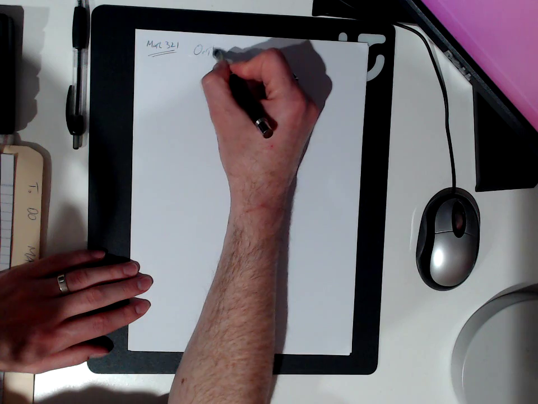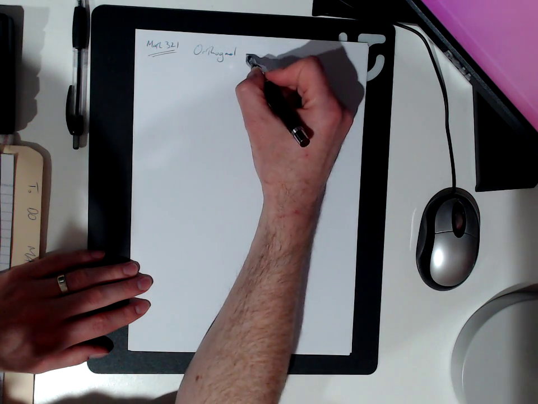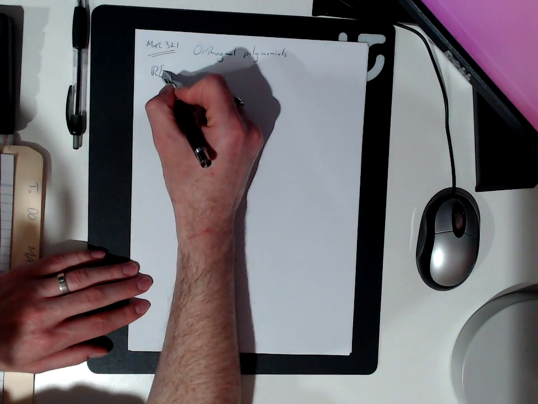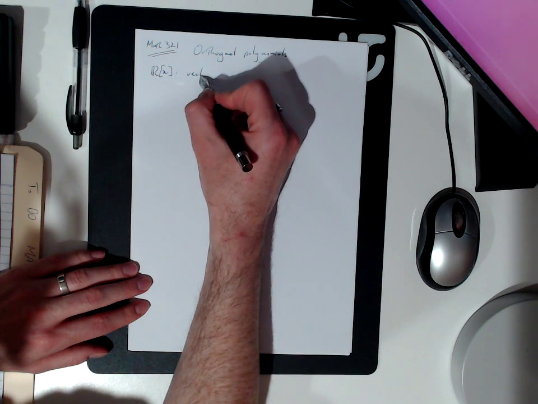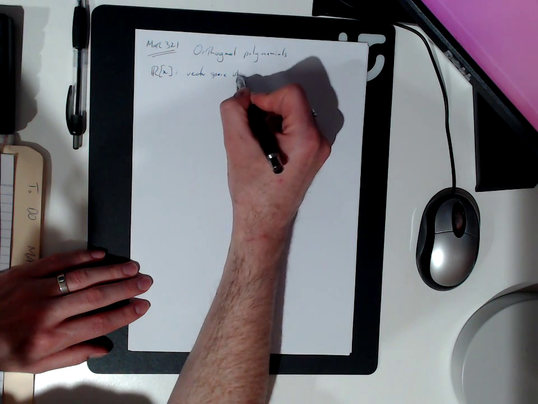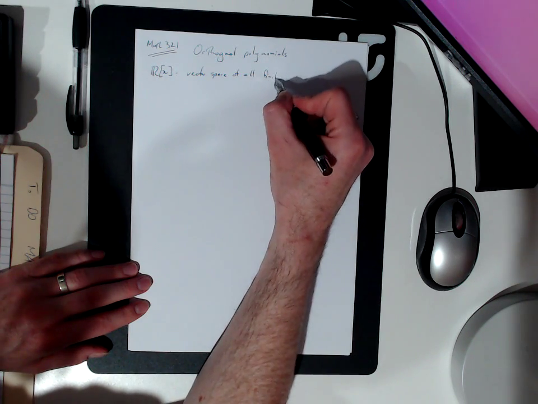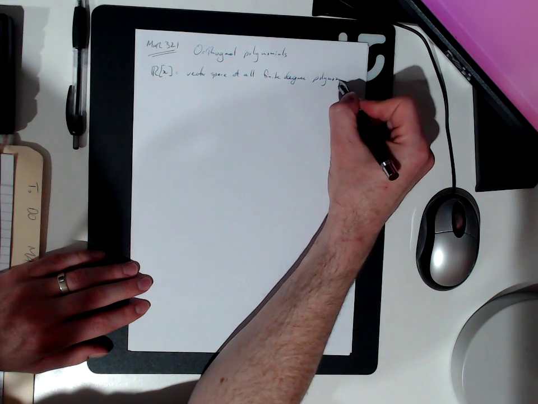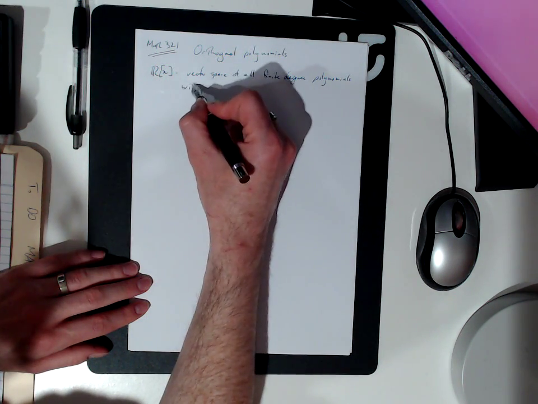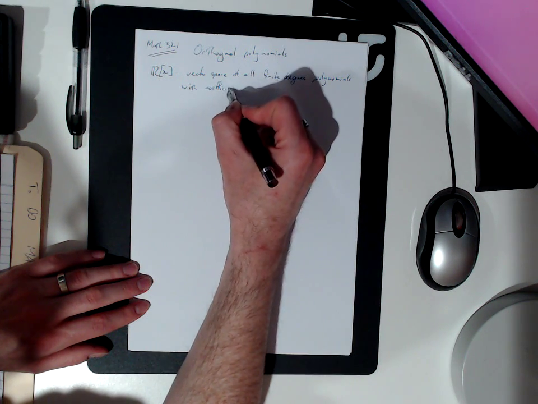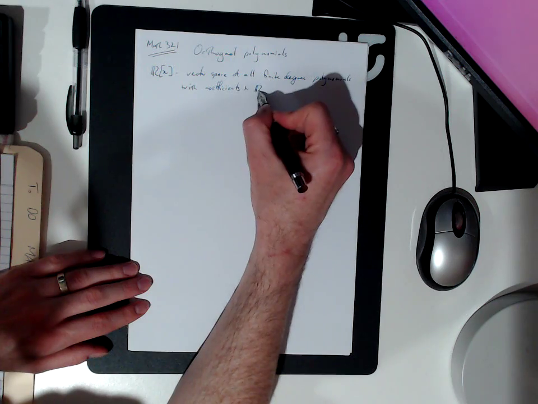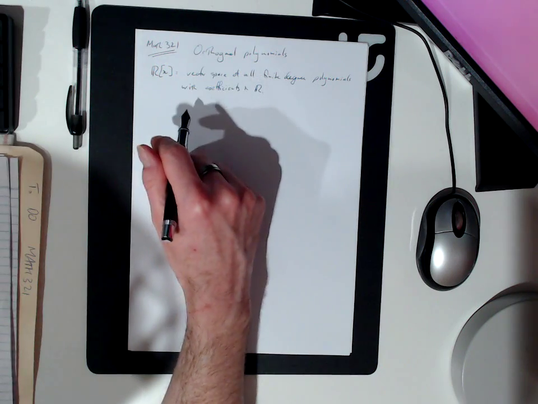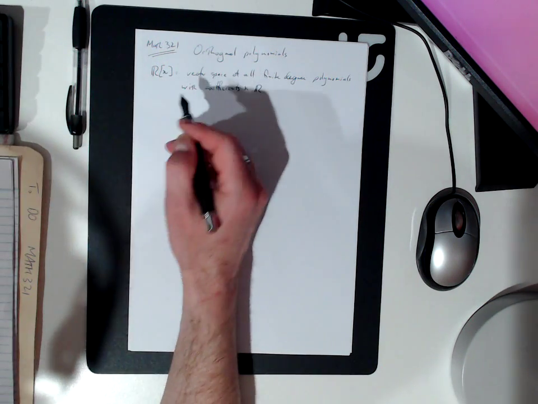I'm going to talk about orthogonal polynomials. So I'm going to take the vector space of all finite degree polynomials with coefficients in R. All of the operations work pointwise and in the usual way that you would expect. When you add polynomials together or you multiply them, everything's exactly the same.